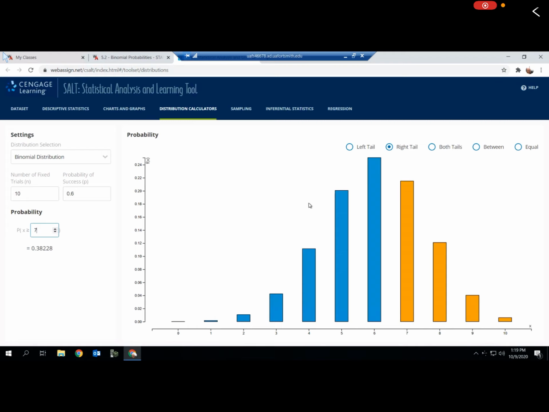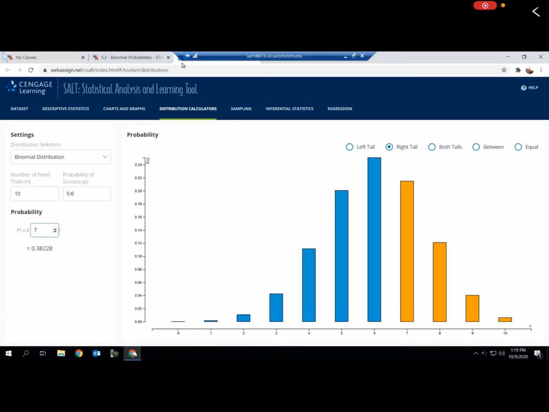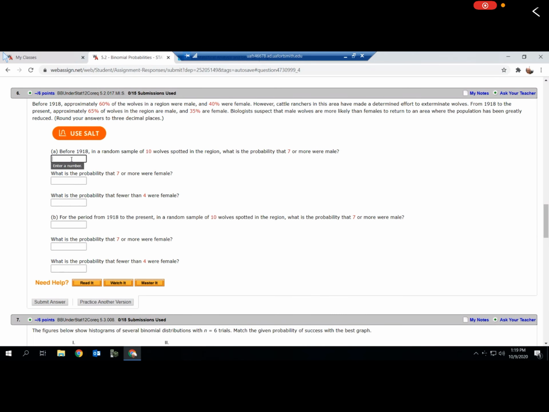Notice those bars keep climbing. 7 or more, that's the orange bars, totaled 0.3823. I've actually got to go back and see what our rounding expectation is. 3 decimal places in this one. Okay. So 0.382.